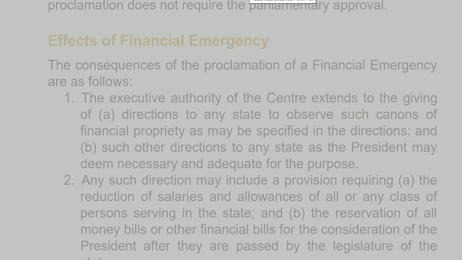Effects of financial emergency. The consequences of the proclamation of a financial emergency are as follows. 1. The executive authority of the Centre extends to the giving of a. directions to any state to observe such canons of financial propriety as may be specified in the directions, and b. such other directions to any state as the President may deem necessary and adequate for the purpose. 2. Any such direction may include a provision requiring a. the reduction of salaries and allowances of all or any class of persons serving in the state, and b. the reservation of all money bills or other financial bills for the consideration of the President after they are passed by the legislature of the state.